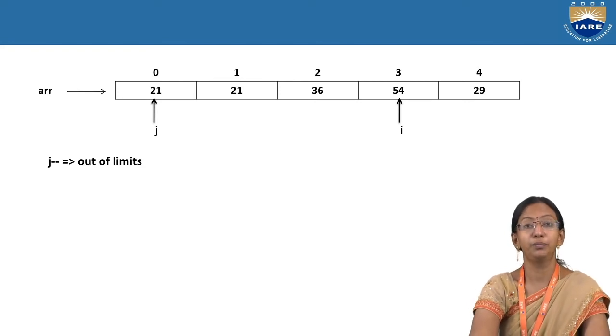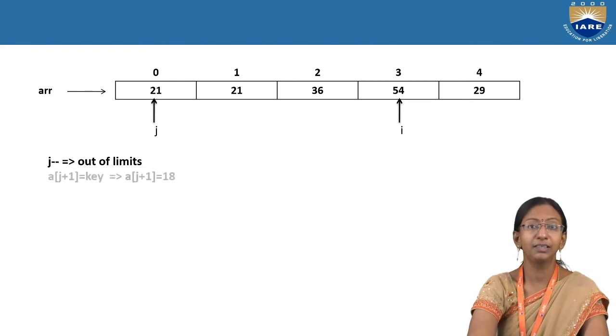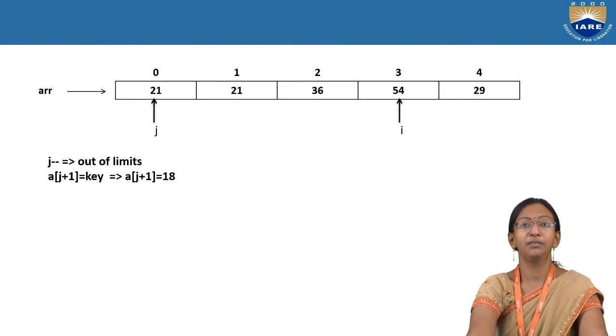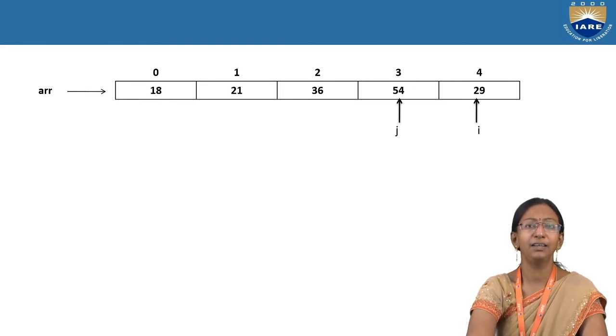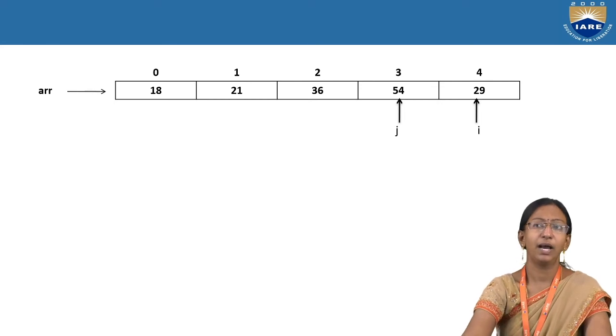Once the while loop breaks, place the key value in J plus 1 position. So at J plus 1 position, which is 0. When we decremented J, it went to -1. So I am incrementing it to place the value of key. So at the index value 0, 18 will be placed and I will be incremented. So as I got incremented, now I is pointing to index value 4.